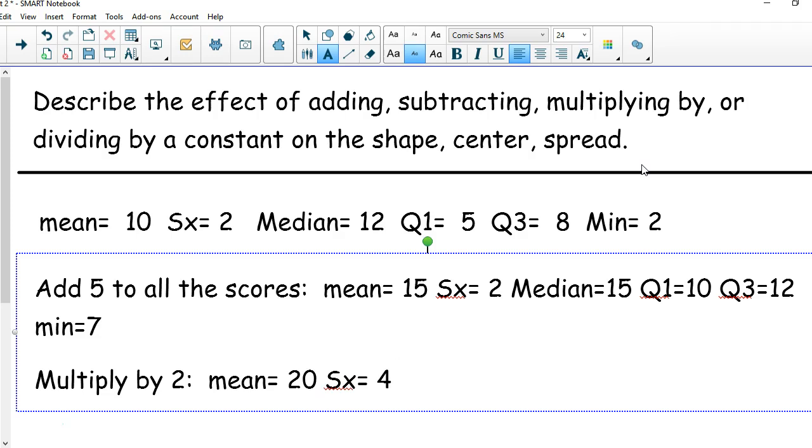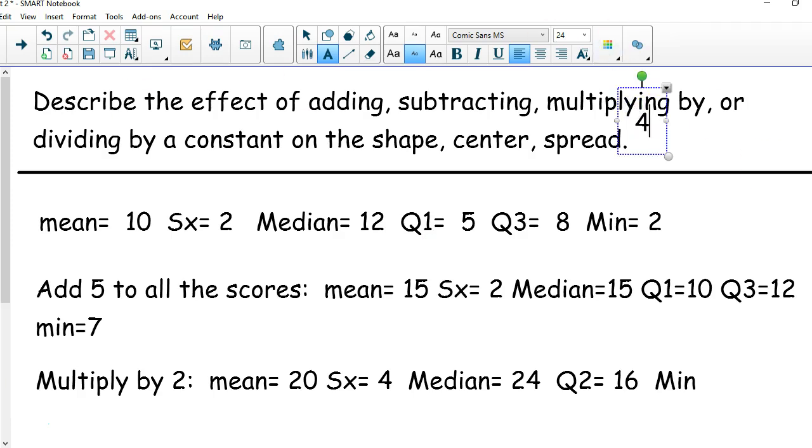That's 4. The median would be 24, and the quartile 3 would be 16, and the minimum would be 4. Whoops. That one up there. It should have gone down here.